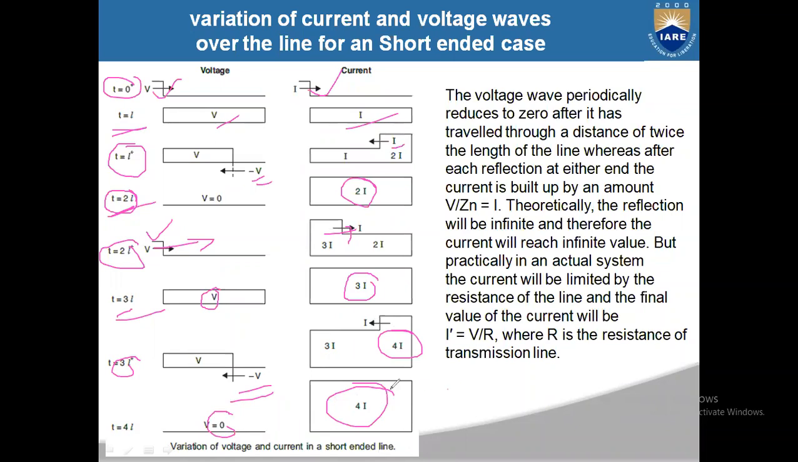Okay, so see here, in the case of a short circuited line, the current is going on increasing. When the wave travels a distance equal to 2L, the current is doubled. When the distance traveled by the wave is 4L, the current becomes 4I. In a similar manner, if you go on increasing the length, for 6L the current will be 6I, like that you will get. So the current will go on increasing in the short circuited case.